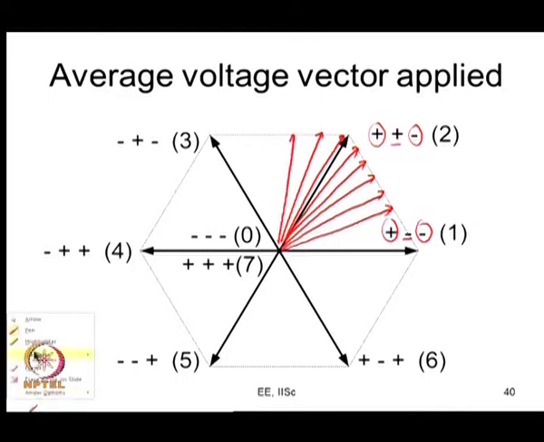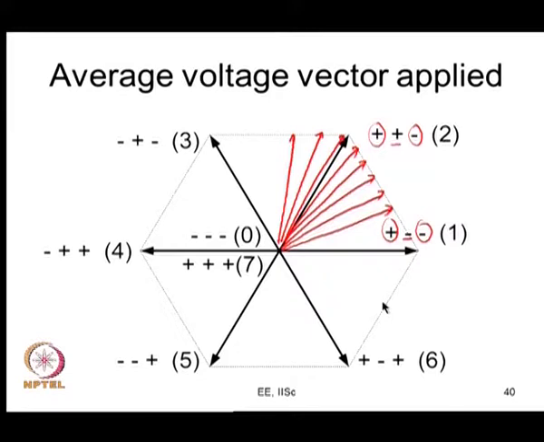So, what happens? To produce this vector you are not applying the null vector, you are only applying active vector 1 and active vector 2 for different periods of time. Only one phase switches, mainly this phase switches now. Okay. So, the trajectory when you go into m equal to 2 is entirely on the hexagon.